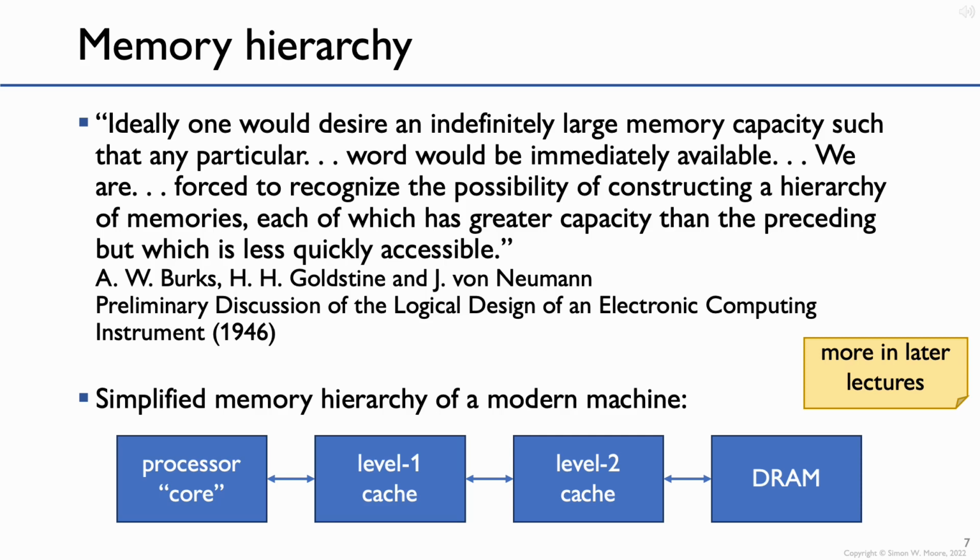We're forced to recognise the possibility of constructing a hierarchy of memories, each of which has greater capacity than the preceding, but which is less quickly accessible. And this is still very much with us today. In fact, between the processor and DRAM, which is the commodity memory, we normally have various levels of caching, and caches basically store recently used values or values that are likely to be needed again soon. We'll talk much more about memory hierarchy in a dedicated lecture later on.